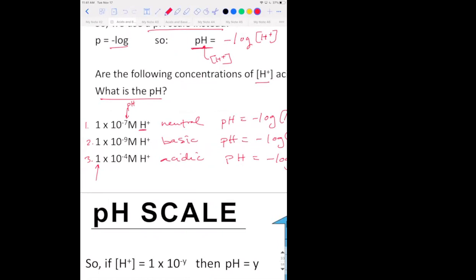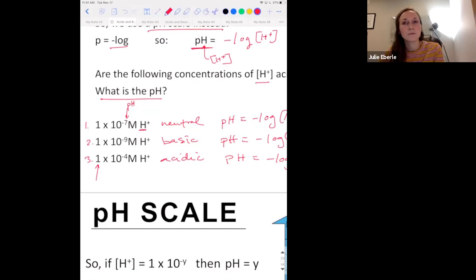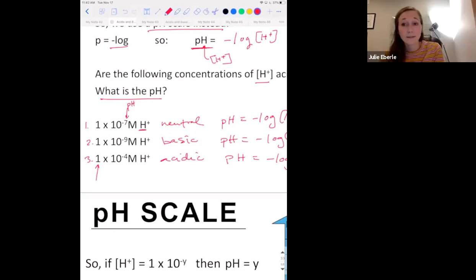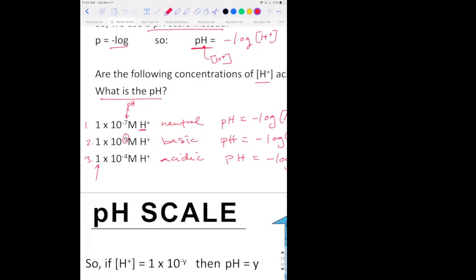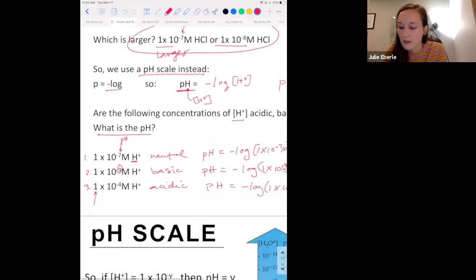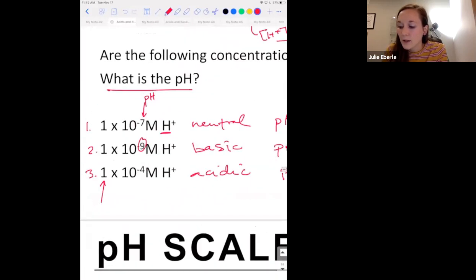So I'm confused. Maybe I wrote it down wrong, but for acidic, the H+ isn't greater than 1 × 10⁻⁷? Yes. Now, I know you're thinking, well, 9 is greater than 7. But on the negative scale, negative 9 is less than negative 7. Maybe that's why I was confused. It's the negative thing, and that's why I did this whole thing up here about saying which one's larger. It's awkward when you're dealing with negative exponents. But a -4 is greater than a -7, and -9 is less than -7.